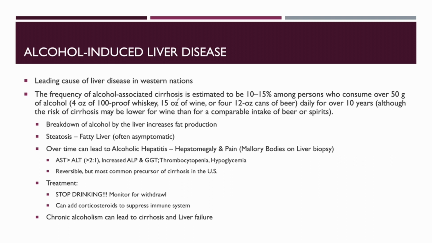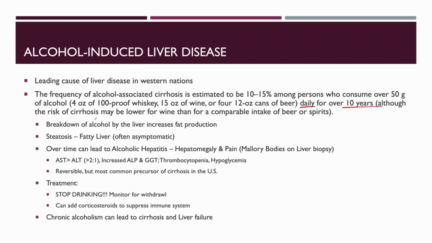So the frequency of alcohol, it's set around 10 to 15% of people who consume over 50 grams of alcohol per day. So if you want to put that in context, that's about 4 ounces of 100 proof whiskey, 15 ounces of wine, or 4 12-ounce cans or bottles of beer. And that's daily for 10 years. That is how much alcohol it takes in most cases to induce liver disease, okay? And it can be more or less. It's really person dependent. This is kind of a generality here.